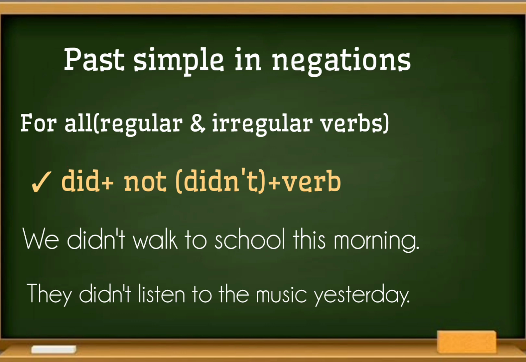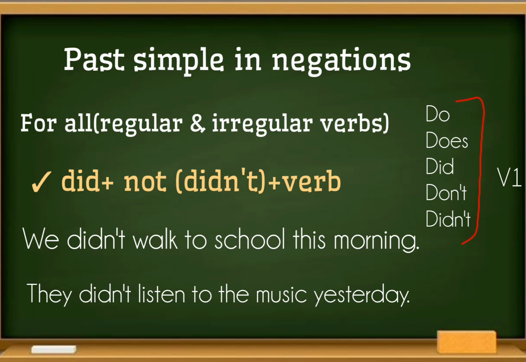And the second point, according to the grammar rules, we have to use the verb infinitive original base form with do, does, didn't, or don't. So we use the verb infinitive form for the negations or questions.